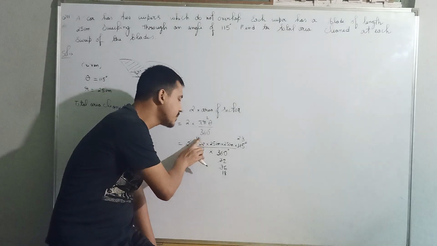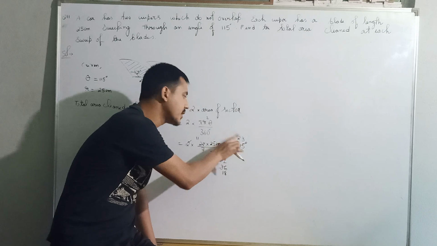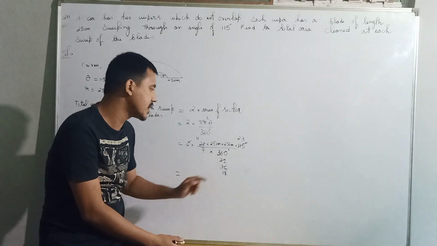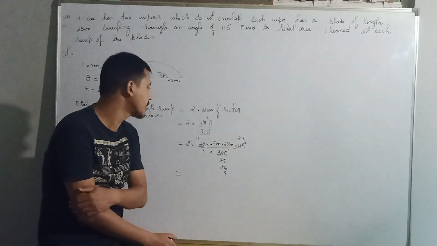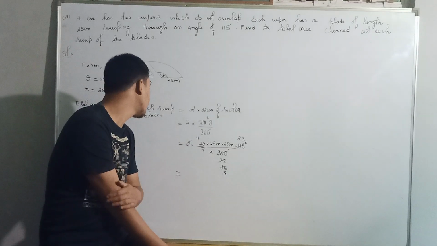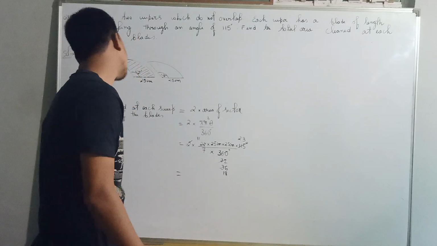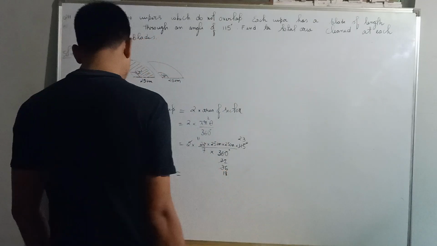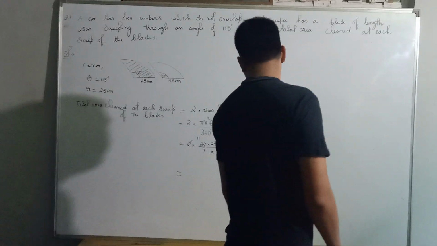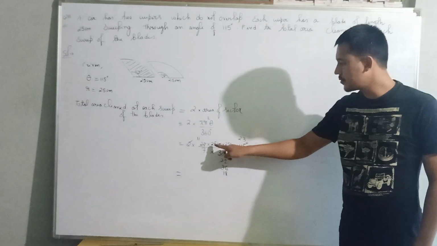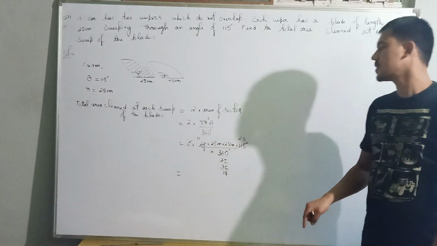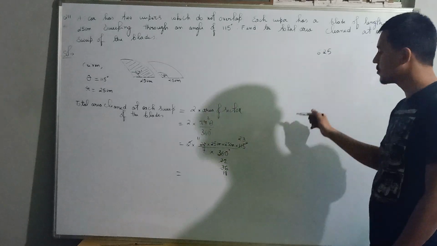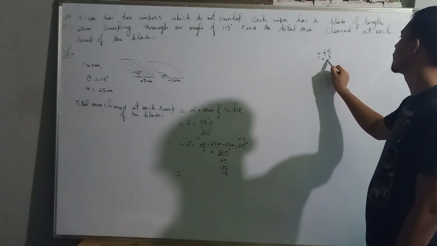So 11 times 25 times 25 times 23 upon 7 times 18 centimeters square will give you the total area cleaned at each sweep of the blades. So let us try to multiply these terms. There, 25 times 25 is 625. 625 times 23.